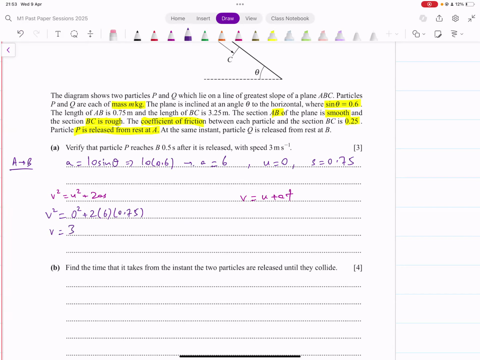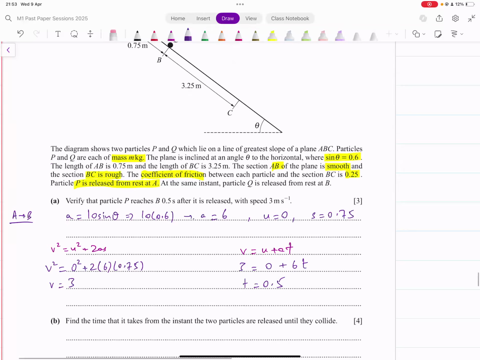This turns out to be 3. And v equals u plus at, 3 equals u, which is 0, plus a, which is 6, into time. Time turns out to be 0.5. That's the first part. That was an easy part. Now it says find the time it takes from the instant that the two particles are released until they collide. Time taken from the instant that the particles are released until they collide.